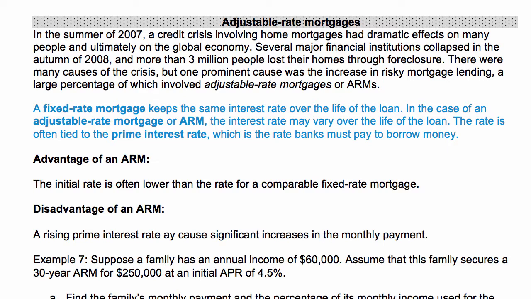Note that a fixed rate mortgage keeps the same rate over the life of the loan. In the case of an adjustable rate mortgage, or ARM, the interest rate may vary over the life of the loan.